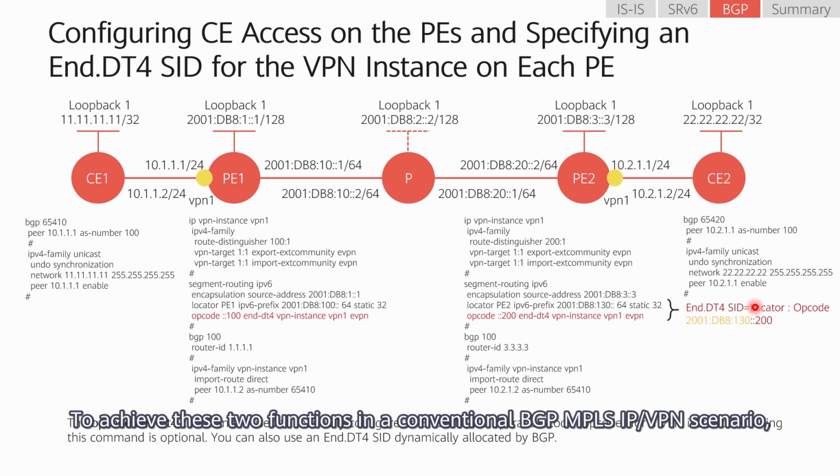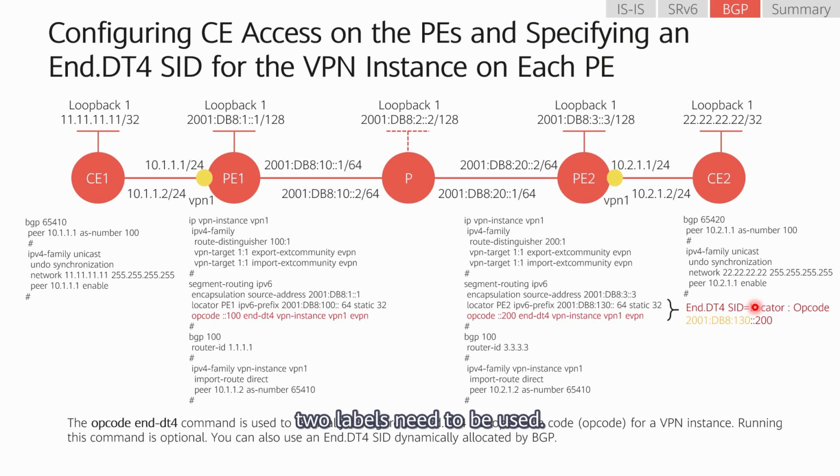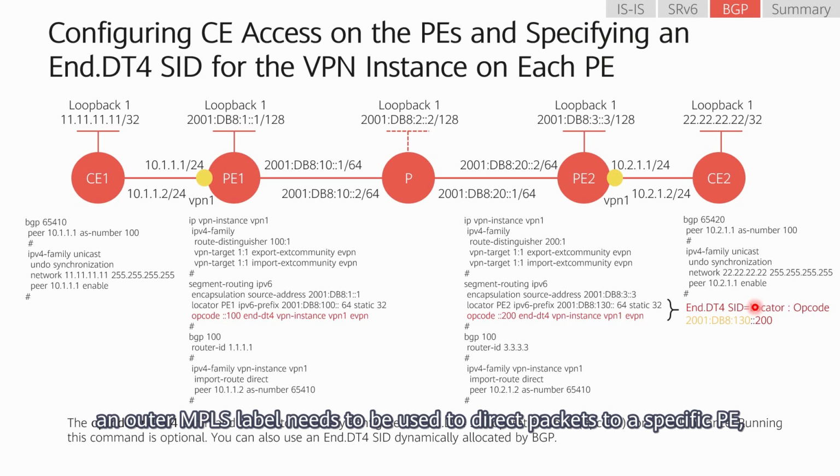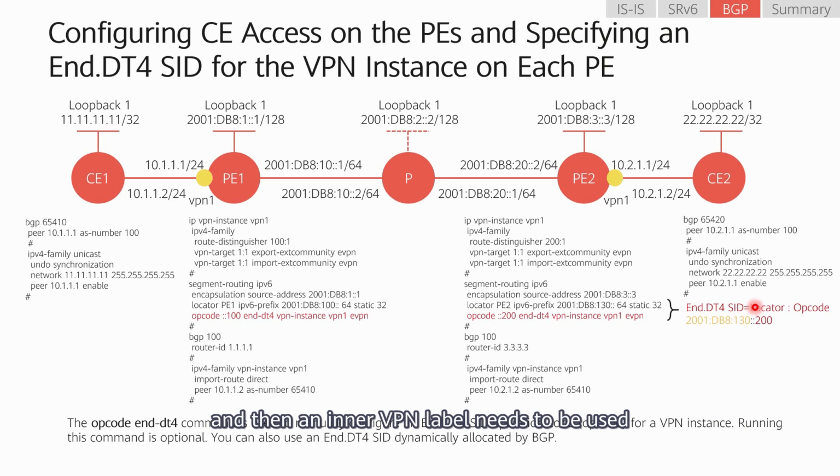To achieve these two functions in a conventional BGP MPLS IP VPN scenario, two labels need to be used. Specifically, an outer MPLS label needs to be used to direct packets to a specific PE, and then an inner VPN label needs to be used to help the PE identify a specific VPN instance. In an SRv6 scenario, however, this can be done by using only an End.DT4 SID.